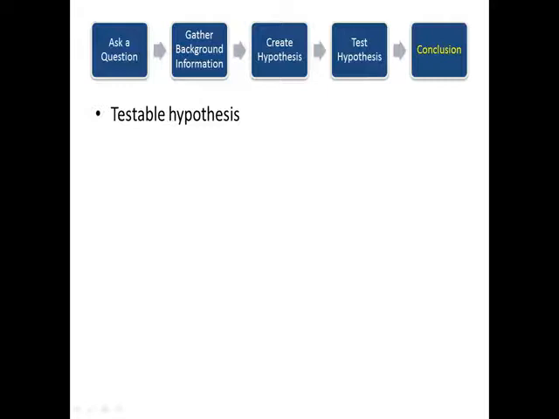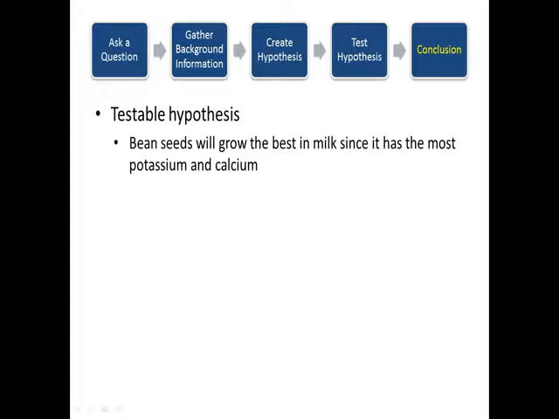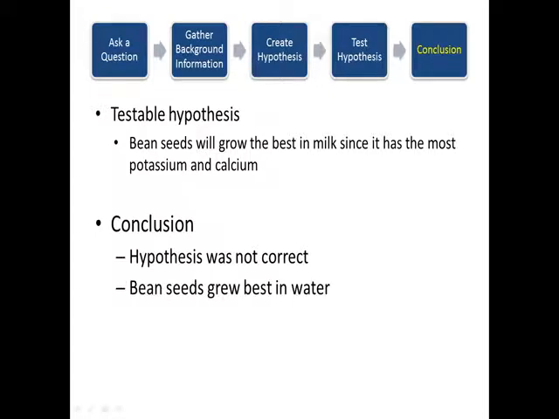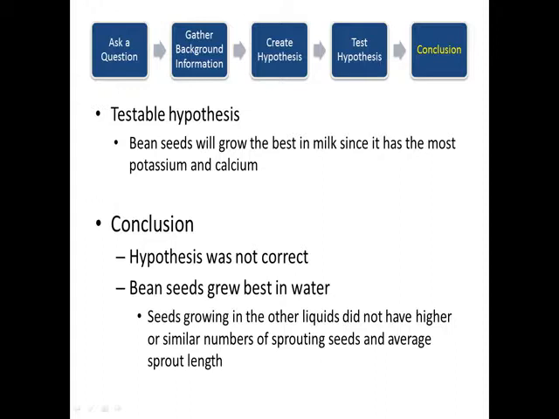Now that I understand my results, let's go back to our testable hypothesis. My hypothesis was that bean sprouts will grow best in milk, since it had the most potassium and calcium than all the other liquids. Now let's come up with our conclusion and figure out what this means. First, our hypothesis was not correct. It was clear that bean seeds grew best in water because the seeds in the other liquids did not have higher or similar numbers of sprouting seeds and average sprout length.